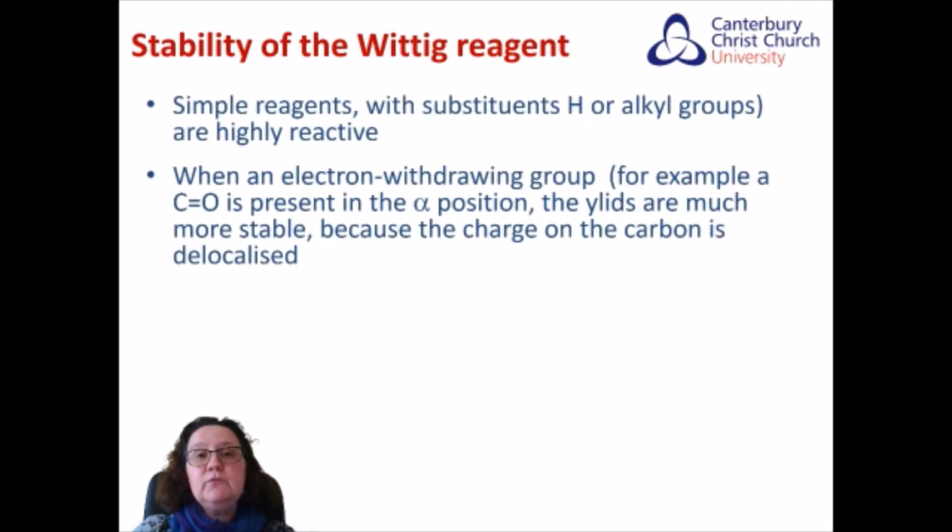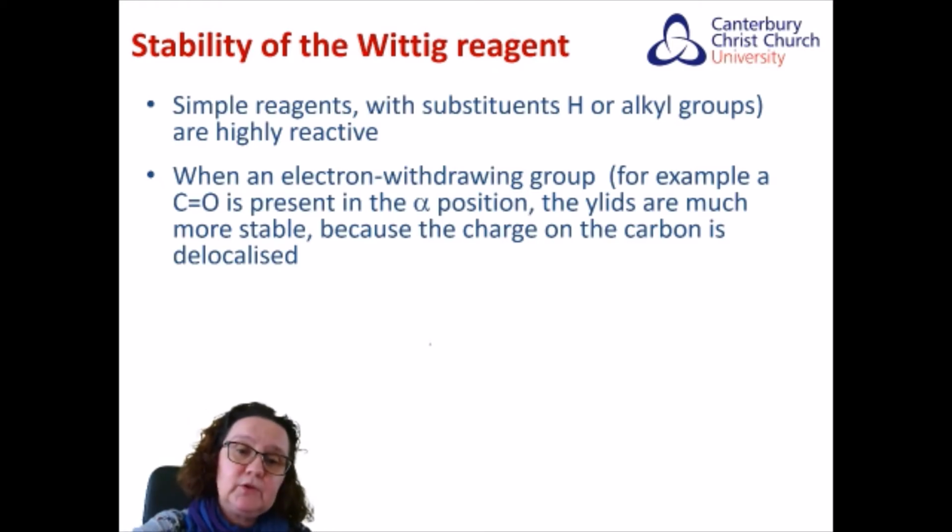The stability of the Wittig reagent varies depending on what makes up that Wittig reagent. Simple reagents that have substituents like hydrogen or alkyl groups are highly reactive. But when they have an electron withdrawing group in the structure, on the carbon at the alpha position, then it is much more stable because you can have resonance forms. You can have a delocalization of that charge.